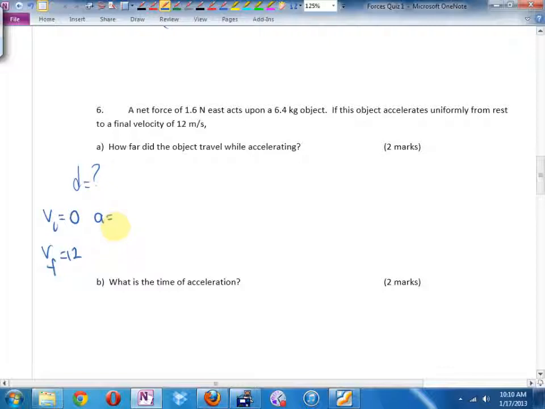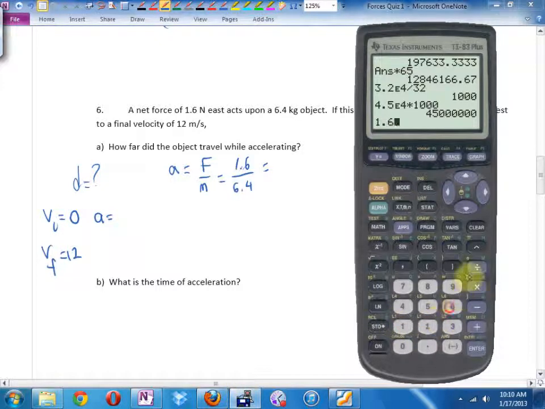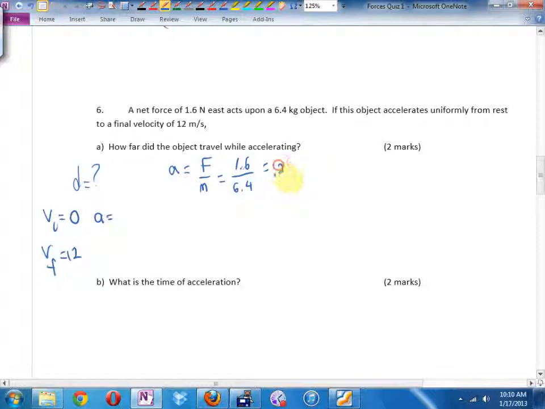I can use the one that has VI, VF, and A and D in it, VF squared equals VI squared plus 2AD. Do I know the acceleration? I think the acceleration is going to be force divided by mass. I think the acceleration is going to be 1.6 divided by 6.4. It's going to be 0.25.